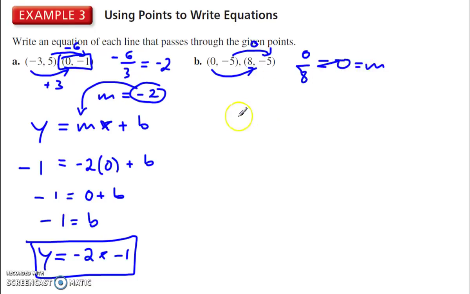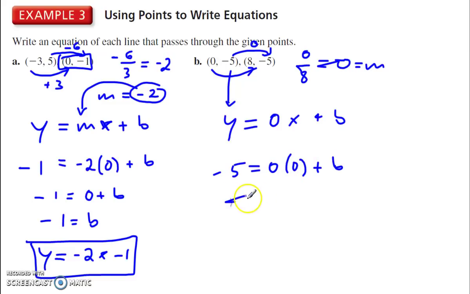All right, so if the slope is 0, y equals 0x plus b. Doesn't matter what x is. B is going to be whatever y is, right? If it's a 0 slope, it never goes through the x-axis. It only goes through the y-axis. Okay, so I can plug in here for y, the -5 equals 0 times 0 plus b. So b is -5.